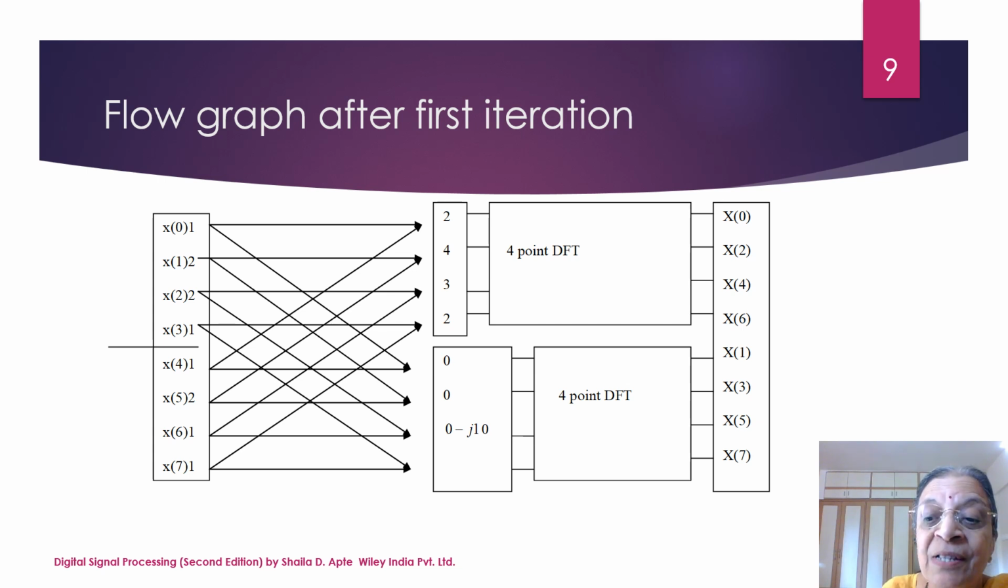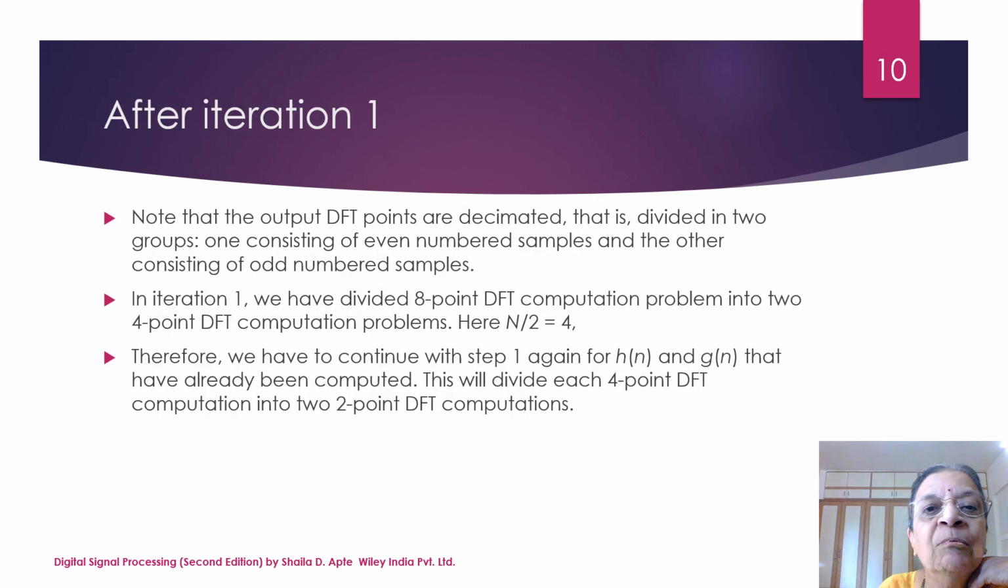Now using these Hn values and Gn values, we have to compute the 4-point DFT. And using these values also, we have to find the 4-point DFT. That will be called iteration number 2. So in the first iteration, what we have done is divided this 8-point DFT computation into two 4-point DFT computations by calculating this Hn and Gn. Now we'll go to iteration number 2.